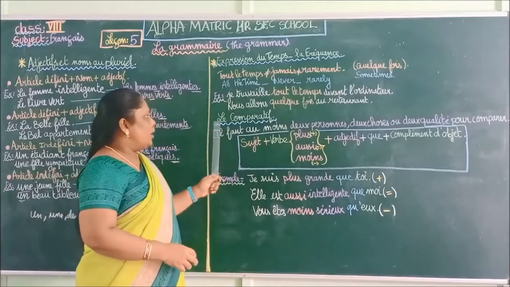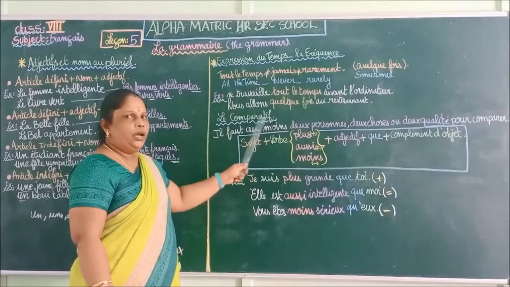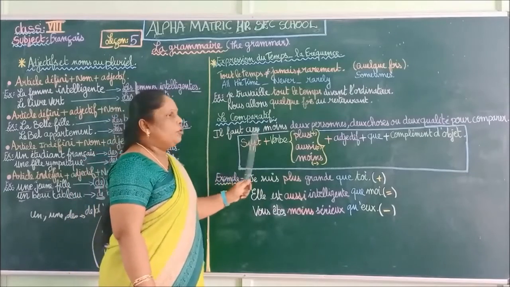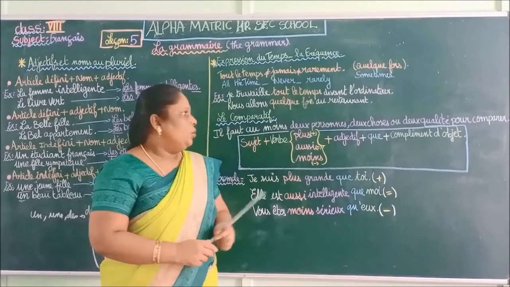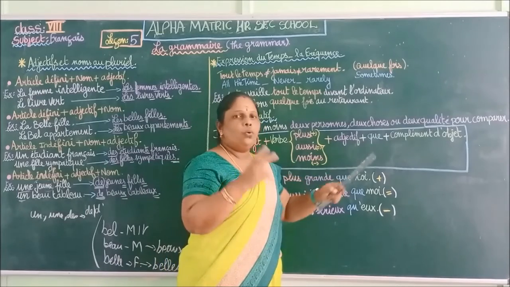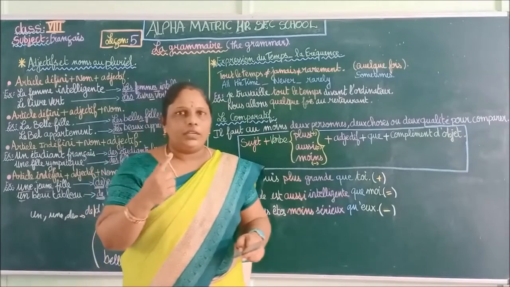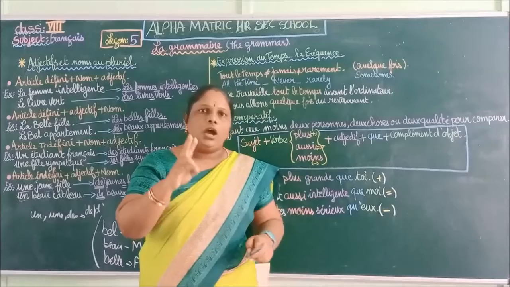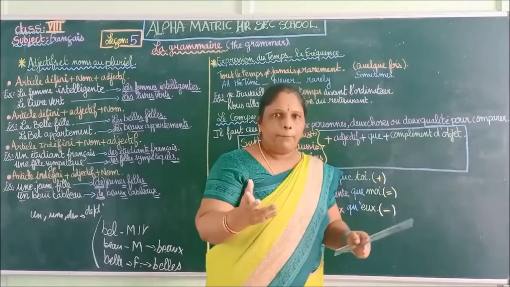Okay, so next one, le comparatif. We are going to learn the comparison. Okay, so il faut au moins deux personnes, deux choses. Okay, so we need two person or two things or two quality to compare. Okay, without one we cannot compare anything. So we need two things or two person or two qualities to compare.